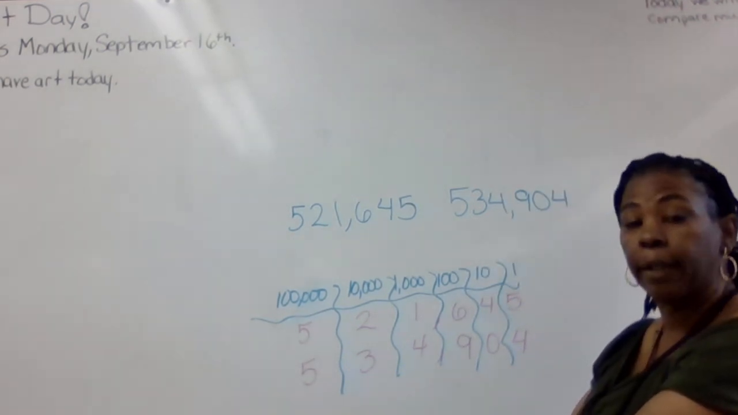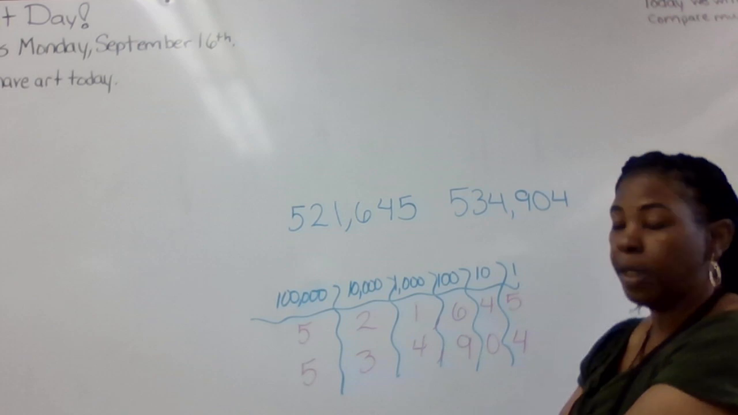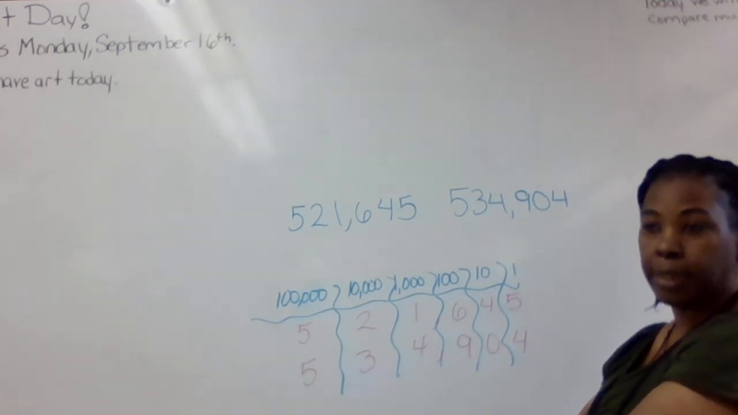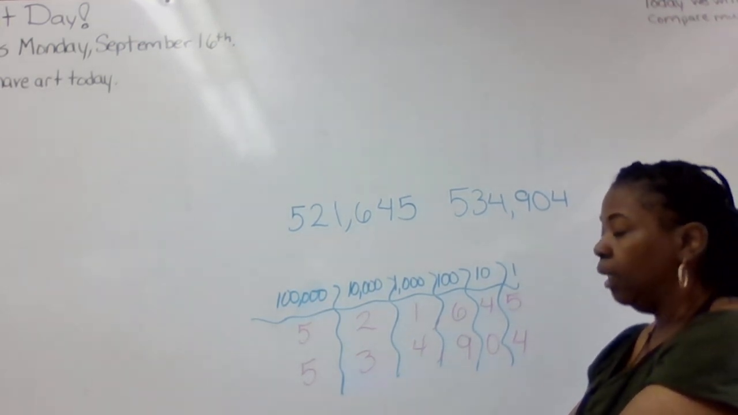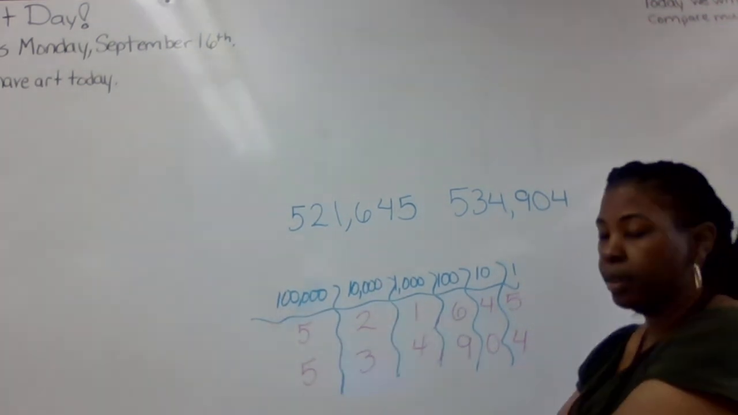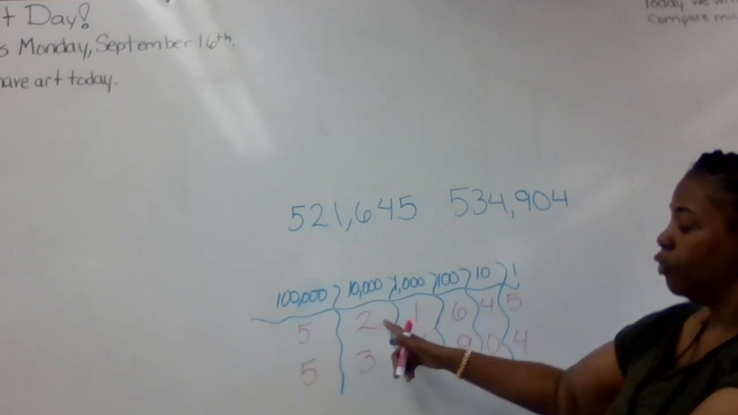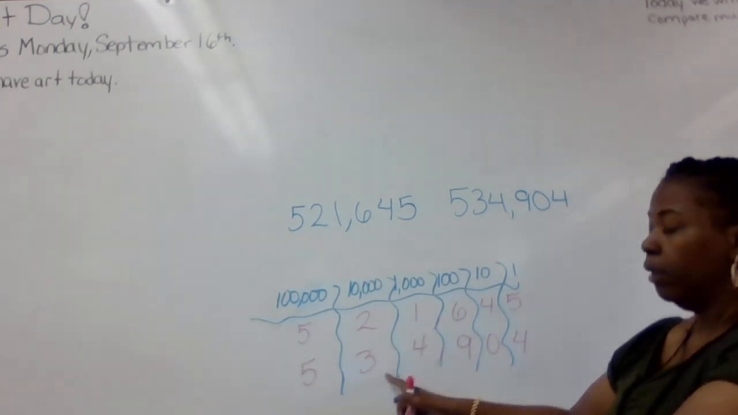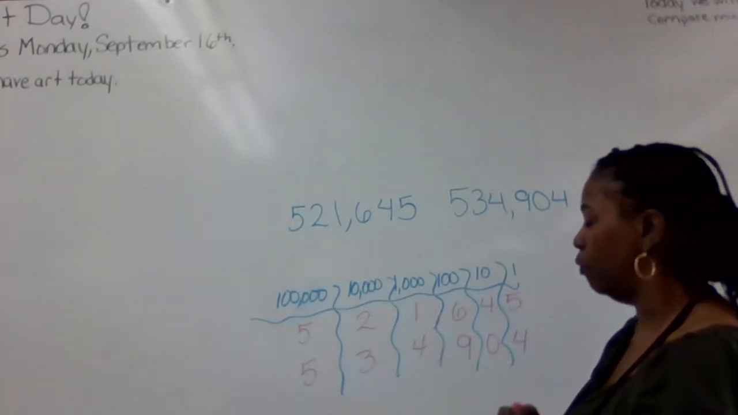And what we're going to do, we're going to start with the largest place value where there is a digit, and we're going to compare. So in the 100,000s place, we both have a 5. They're the same, so we can't determine by that which is going to be higher or lower. So we come to the next column, which is the 10,000s place, and we have a 2 and we have a 3. Well, we know 3 is larger than 2, so I'm going to circle this number.